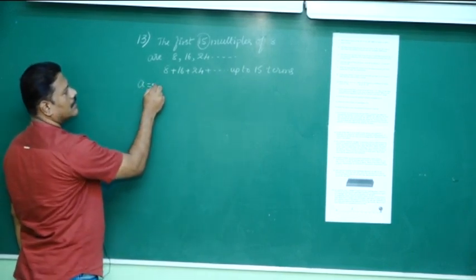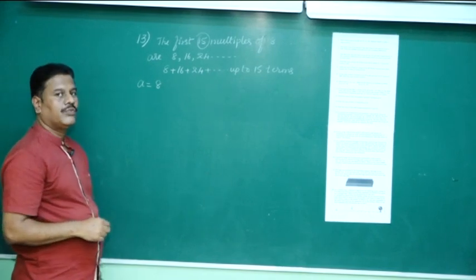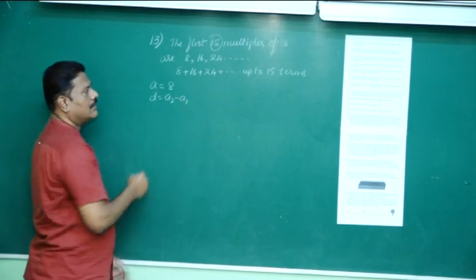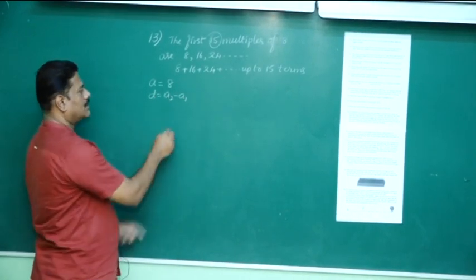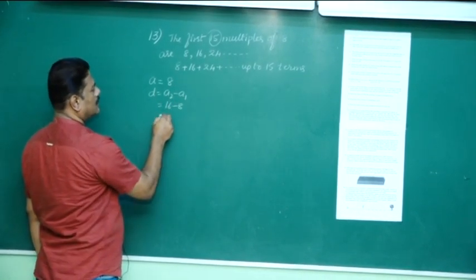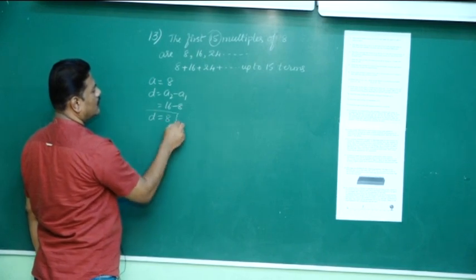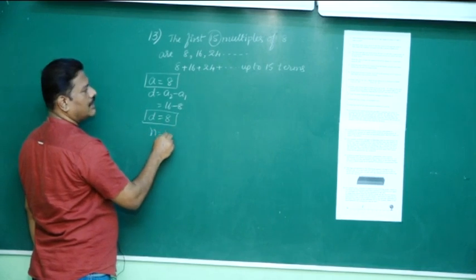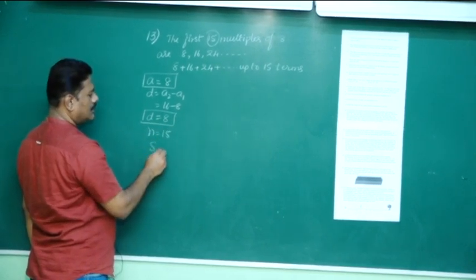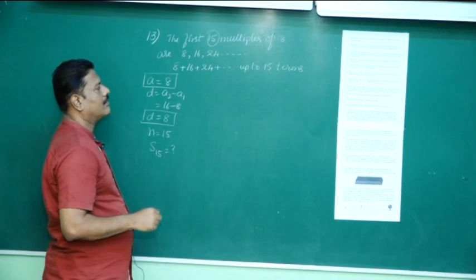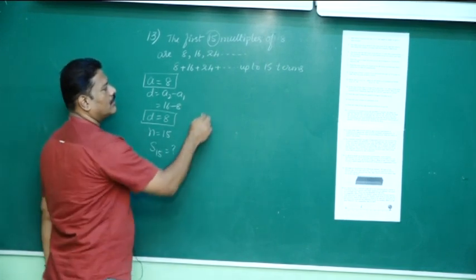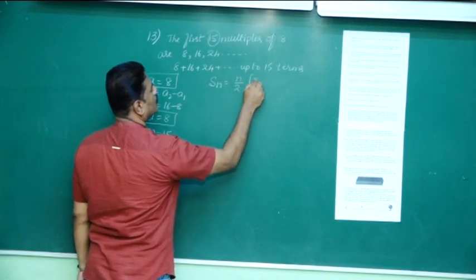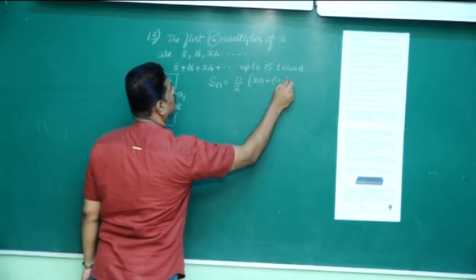What is A here? 8. How will you find D? D is equal to A2 minus A1. A2 is 16. 16 minus 8 is 8. So you will come to know the value of D. You know already A, and n is 15 terms. So n is equal to 15. So we find the sum now. Sn is equal to n by 2 into 2a plus (n minus 1) into d.